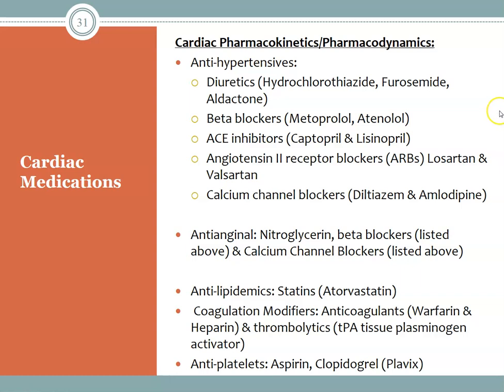Antianginals would include nitroglycerin, and then the beta blockers that we listed above, and then of course the calcium channel blockers that we listed above. When we do an antianginal regimen, we usually do more than one medication. We'll do nitro and a beta blocker, or nitro and a calcium channel blocker. Also, anti-lipidemics, so statins that we talked about earlier, specifically for block 2, atorvastatin.